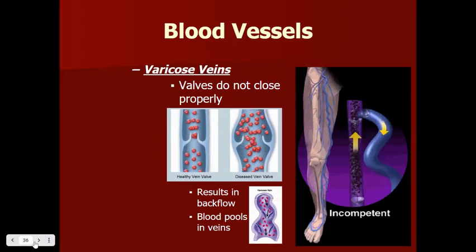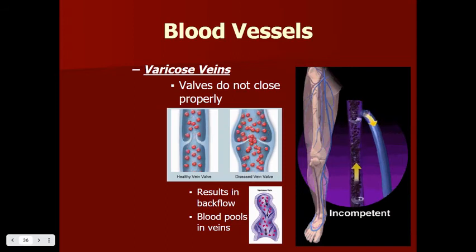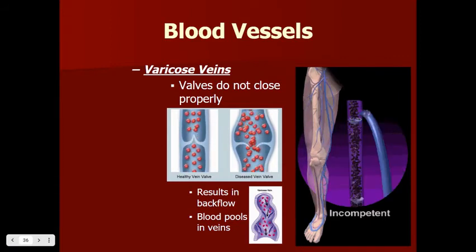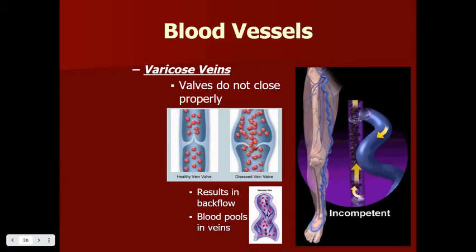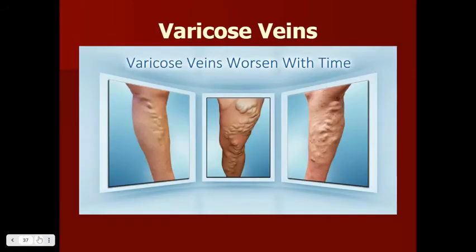Now, sometimes the valves can have some problems. That's when, for example, the valves don't close properly. That is what leads to something called varicose veins. So if there's something wrong with the valves in the veins, it results in backflow of blood. The blood pools in the veins, and it can actually cause the veins to start expanding and getting abnormally shaped because of that. And so here are some examples of varicose veins. These are really common in legs, and they're more common as you age.